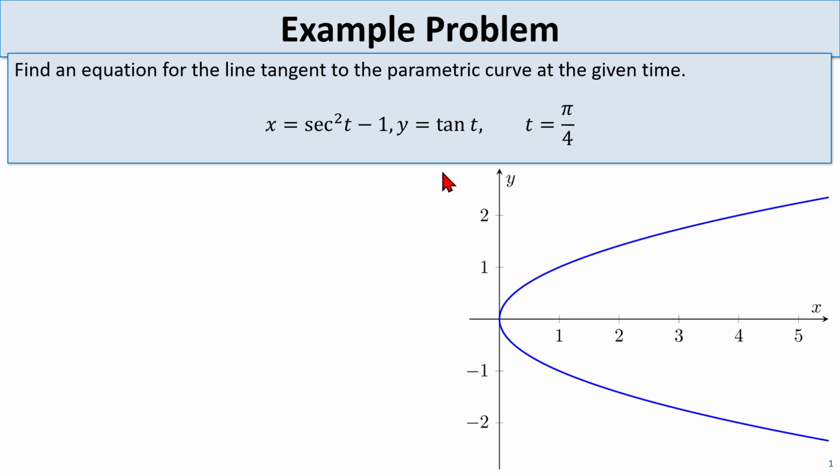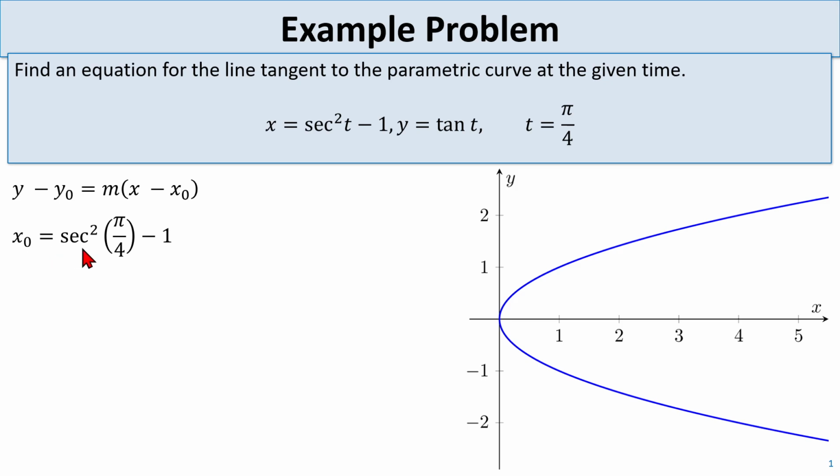Since we're going to find an equation for a line, it's going to be useful to use the point slope form of a line. That's y minus y0 equals m times the quantity x minus x0, where these x0 and y0 are the coordinates of some point that's on our curve, and then m is going to be the slope of the tangent line at that point. So we can figure out the values of x0 and y0 almost immediately. What we need to do is plug this value of t into these formulas for x and y.